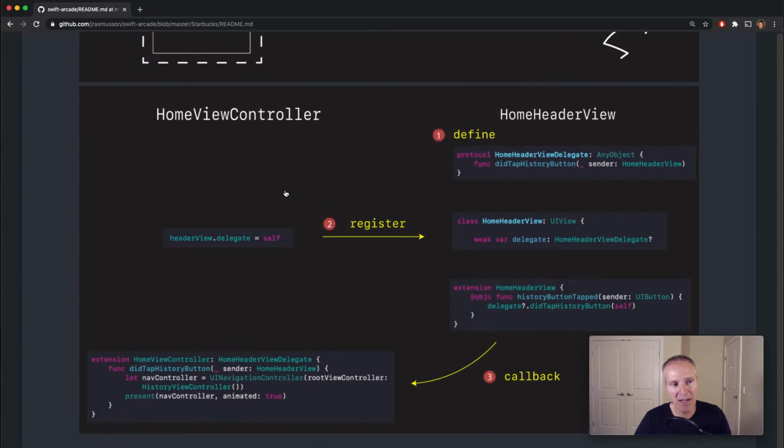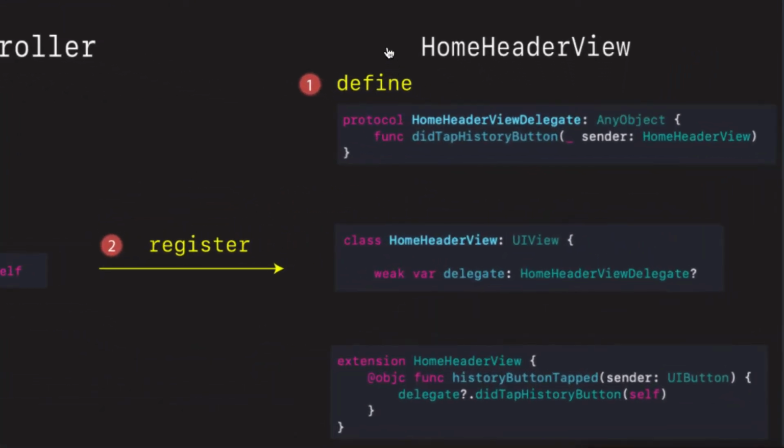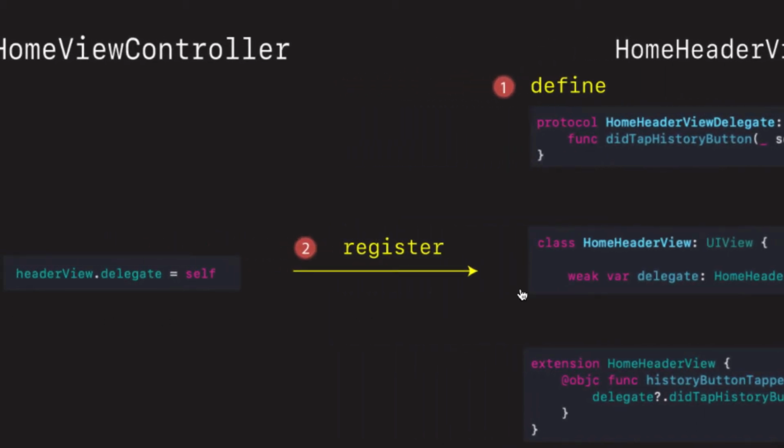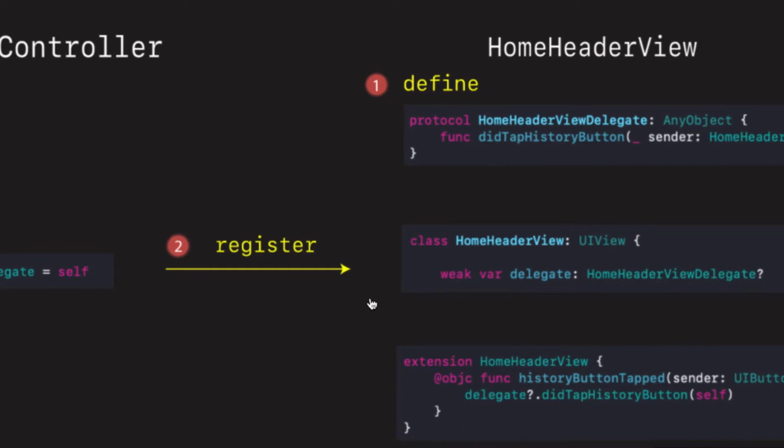And the mechanics behind it basically look like this. In our home header view, the first thing we're going to do is define a protocol. In this case, we're going to call it the home header view delegate. That's the protocol that our home controller is going to implement. And in there, we define the action that we're going to send the message to back to our parent. In this case, did tap history button. That home view controller is then going to register themselves as the delegate for that action as a weak var in our home header view.